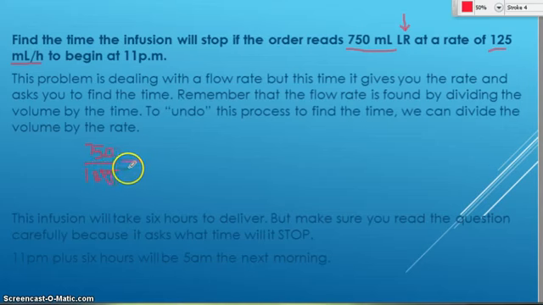Oh, my handwriting is messy. So 750 divided by 125 is going to give me 6 hours. So that's how long it's going to take. Remember, it asked what time are we going to actually stop. So if it started at 11 p.m., we need to go 6 more hours, which will then be 5 a.m. the next morning. So make sure you read the question and answer exactly what they're asking. 6 hours is a correct answer, but it doesn't quite answer the problem completely. We want to make sure we go on and answer about what time it will actually be done.